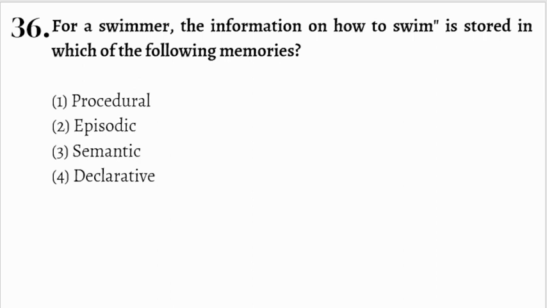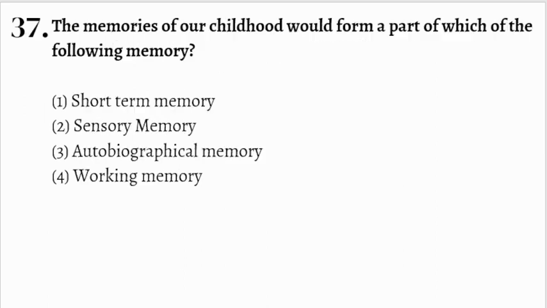Right, moving ahead to question number 36. Very simple question, please give an answer. Okay everyone, very well done. It is going to be procedural memory. It is stored in muscle memory. So for a swimmer, the information on how to swim is stored in procedural memory.